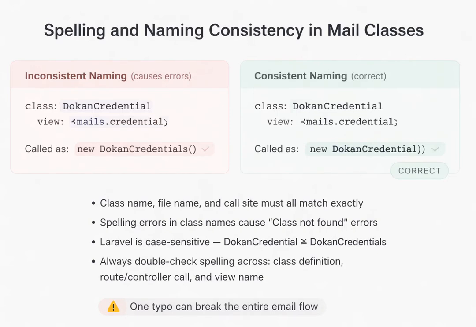A practical issue that came up during development is spelling consistency. When you create a mailable class, the name you give it must be used exactly the same way everywhere: in the class definition, in the controller where you call it, and in the Vue file name. Even a small difference, like adding an extra letter or swapping 2 letters in the spelling, will cause a class not found error. Laravel is case sensitive, so domain credential and domain credentials are treated as completely different things. It's a simple mistake, but it can be frustrating to debug. The fix is straightforward. Just make sure the spelling is consistent across all 3 places: the class file, the controller call, and the Vue path.